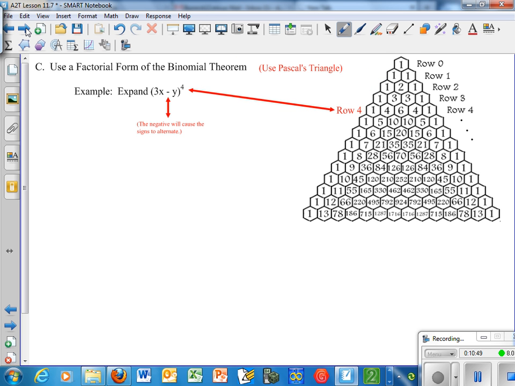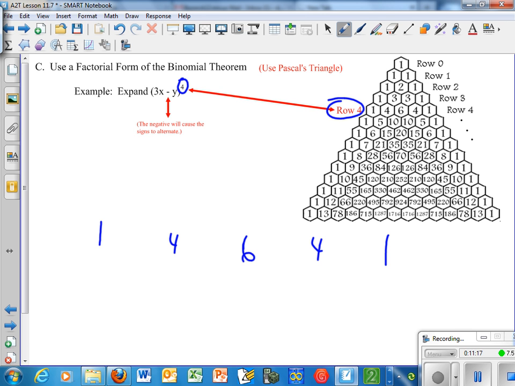All right, now we'll look at a little tougher expansion, when we have a term that has both a number and a variable on it. Notice the first term in this binomial is 3x. Nothing changes as far as the exponent here, which tells me to go to row 4, which is 1, 4, 6, 4, 1. So I'm going to go 1, 4, 6, 4, and 1.